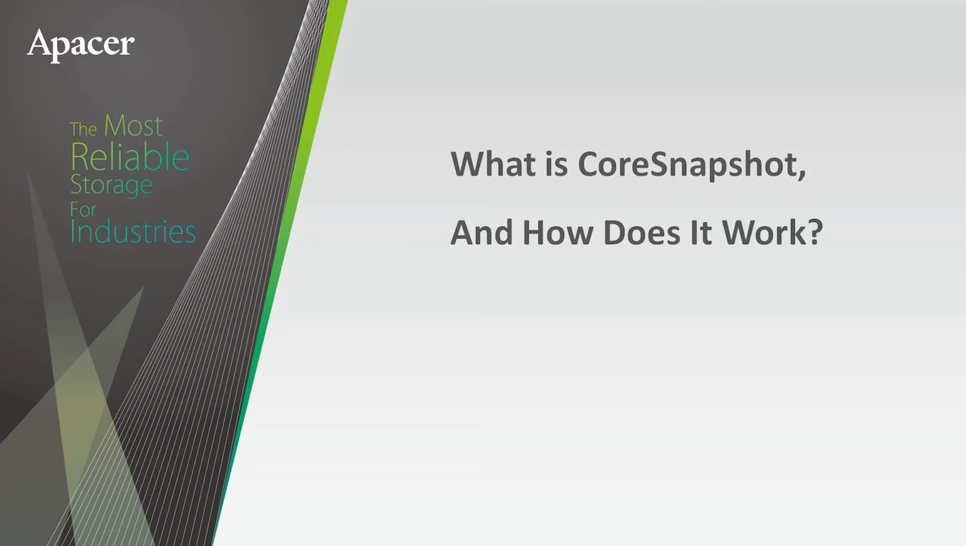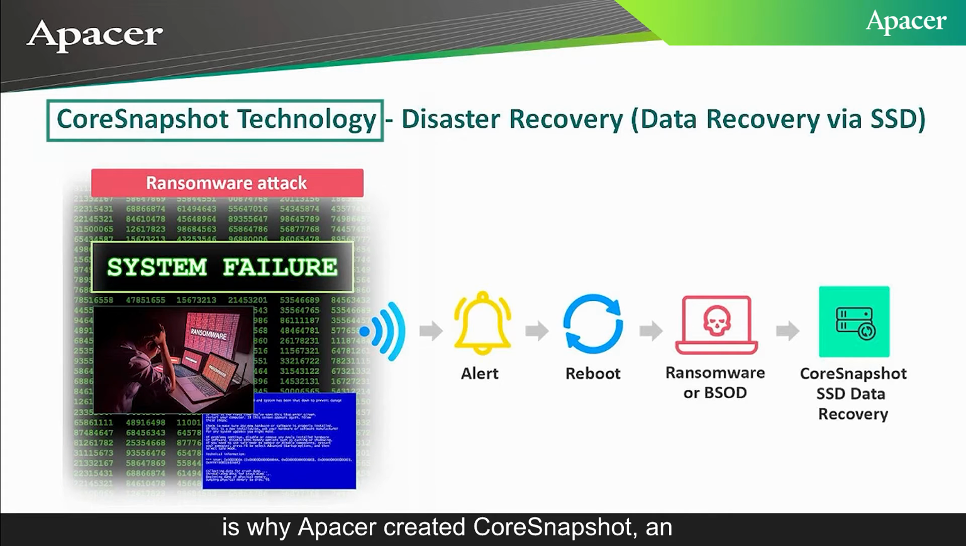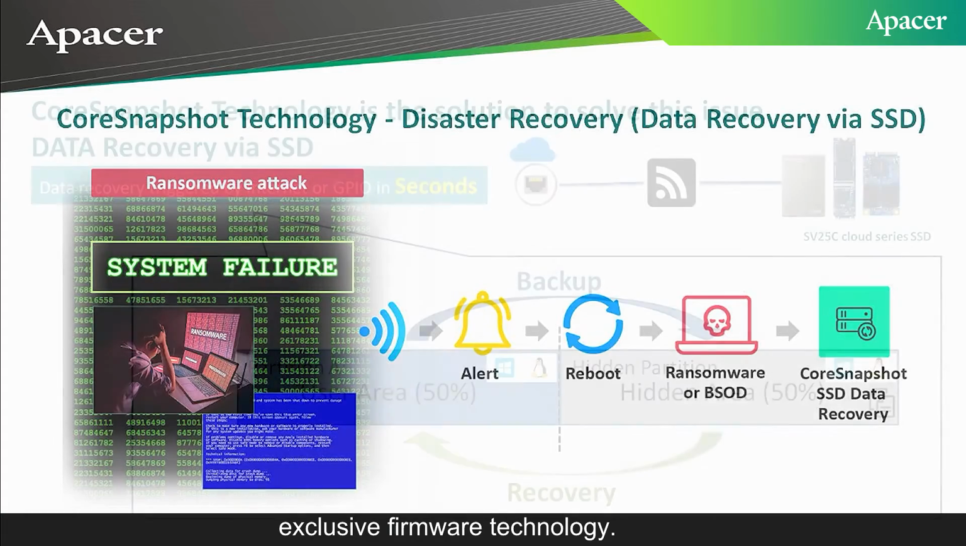What is CoreSnapshot and how does it work? Security is so important for smart factories. In fact, many well-known manufacturers have fallen prey to ransomware attacks in the last few years. The need for upgraded security is why Apacer created CoreSnapshot, an exclusive firmware technology.